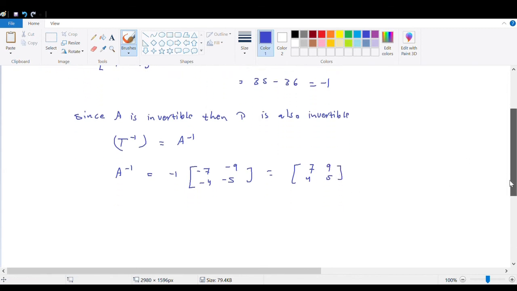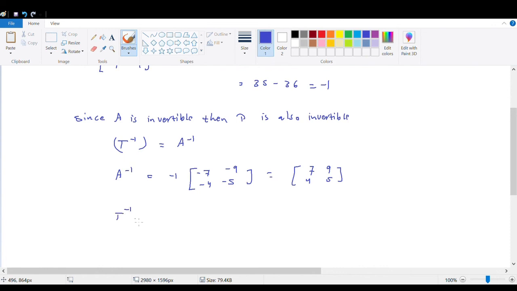So now T inverse of x1, x2 will give us the matrix A inverse, 7, 4, 9, 5, multiplied by x1, x2. This will give us 7x1 plus 9x2 and 4x1 plus 5x2.